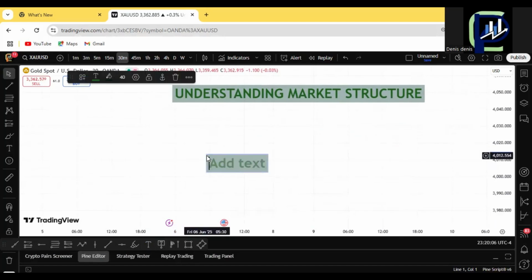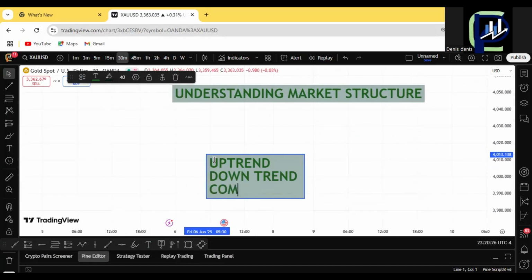So we said we have basically three types of market structure. We have the uptrend, and then we have the downtrend. Now the uptrend is the bullish trend, or the trend that is going up. The downtrend is the trend when the market is moving down, and we have the consolidation. Now, the consolidation is, we call it a sideways movement of the market.